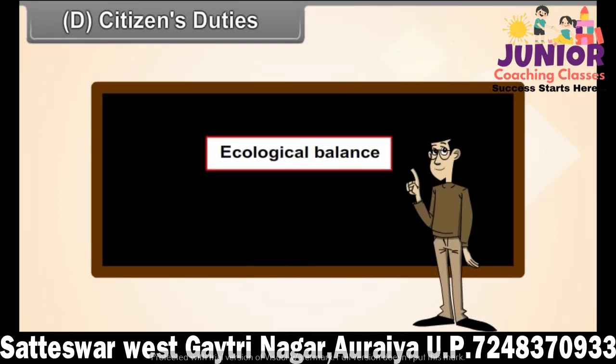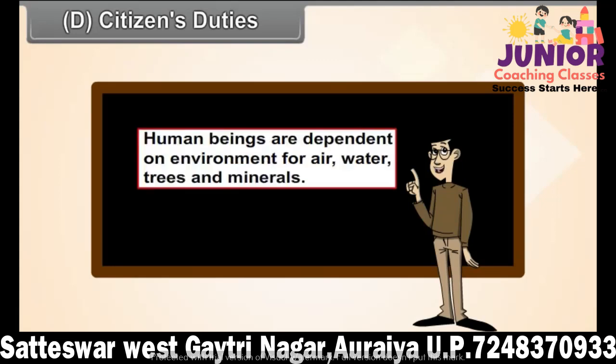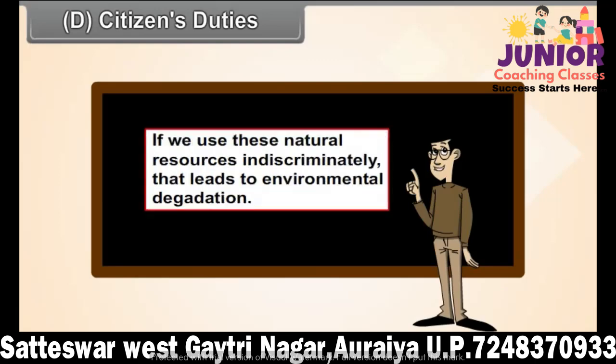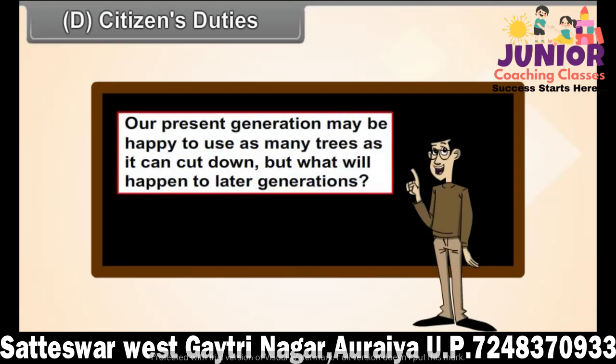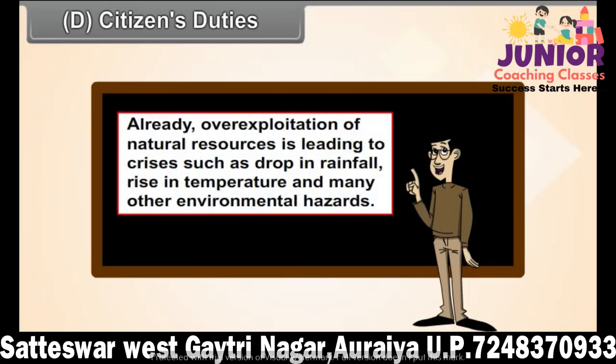Ecological balance. Human beings are dependent on the environment for air, water, trees and minerals. If we use these natural resources indiscriminately, that leads to environmental degradation. Our present generation may be happy to use as many trees as it can cut down, but what will happen to later generations? Already, over-exploitation of natural resources is leading to crises such as drop in rainfall, rise in temperature, and many other environmental hazards.